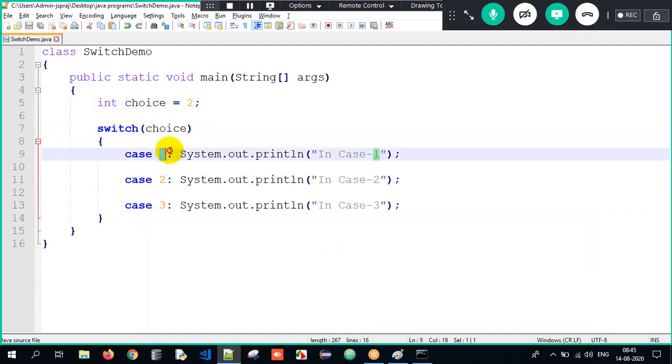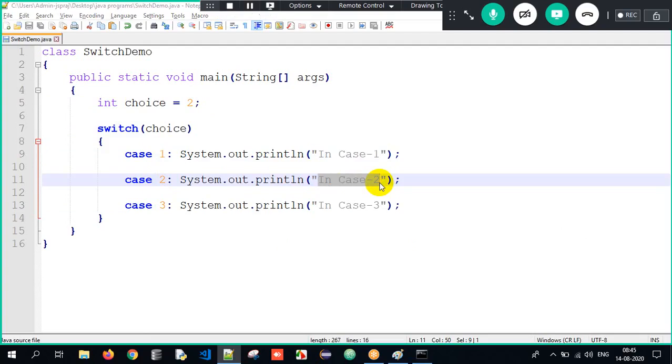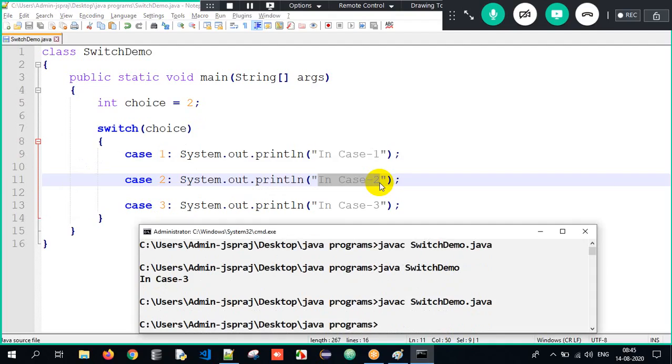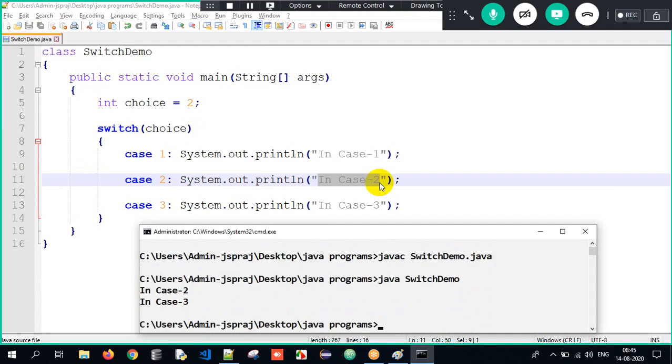Now, is 1 equal to 2? No. Is 2 equal to 2? Yes. So the expected output is case 2. But let me see what output I will get when I compile my Java program. The upper arrow key takes you to the previous command. See, my output should have been case 2, but case 3 is also getting executed. Okay, there is some problem.